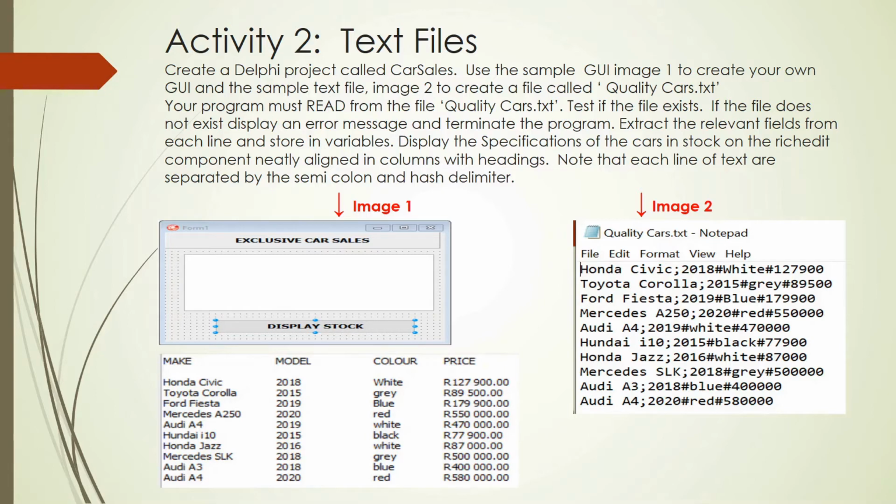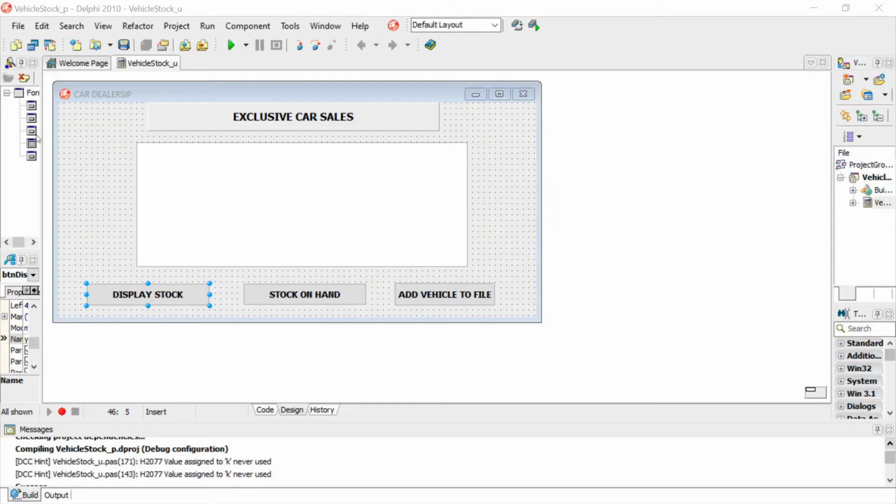Now let's go and look at what the coding is going to look like. So here I've created a Delphi project and I've called it vehicle stock. I've got a form, a panel, a Rich Edit GUI component to do display, and I have a button that I'm going to look at for the coding of the activity. Let's look at it.